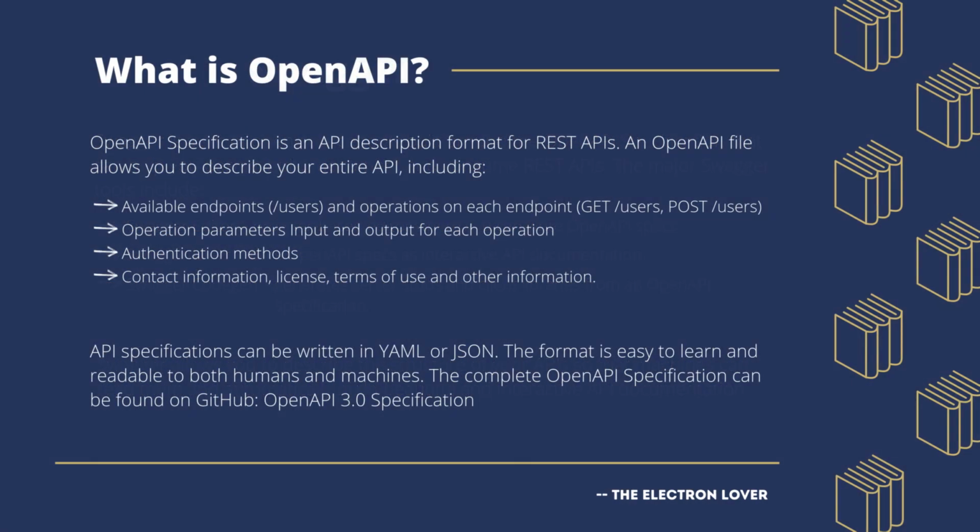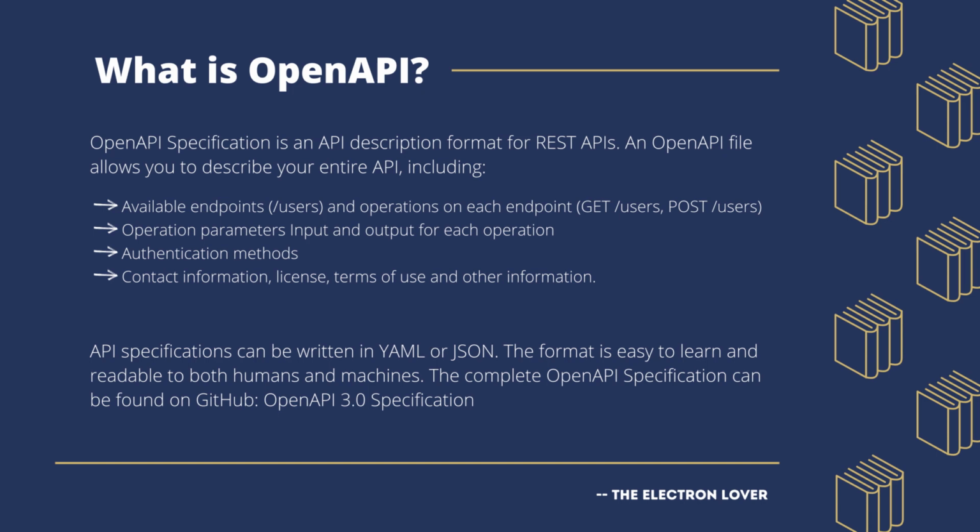Now let's see what is OpenAPI. So this OpenAPI specification is a format you must follow for describing your REST APIs. It allows you to describe your entire API including the available endpoints, which are the URLs, and the operations on each endpoint, which could be a get operation, post operation, or any other operation. It also includes input and output parameters for each operation, then the authentication methods and many other API details.